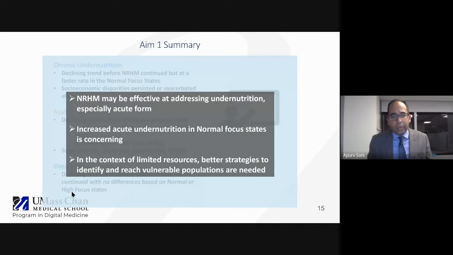And so the takeaway is National Rural Health Mission may have been effective at addressing undernutrition in acute form. However, increasing acute undernutrition in normal focus states was a concerning observation. And this really highlights that in the context of limited resources, we need to have better strategies to identify and reach vulnerable populations.